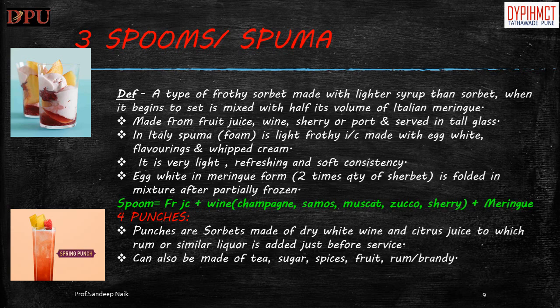4. Punches. Punches are sherbet made of dry white wine and citrus juice to which rum or a similar liquor is added just before service. Can be made of tea, sugar, spices, fruit, and rum, brandy. Examples: Caribbean rum punch, paradise punch.